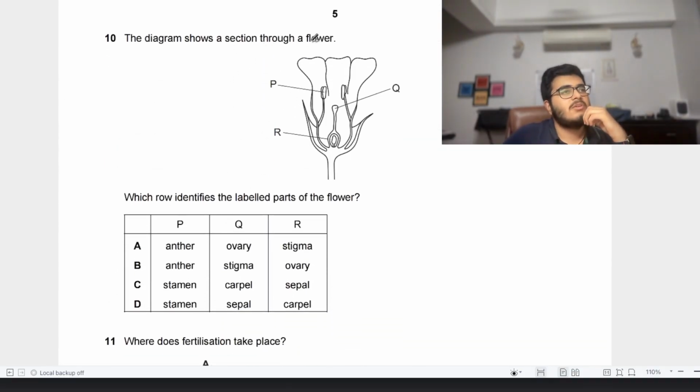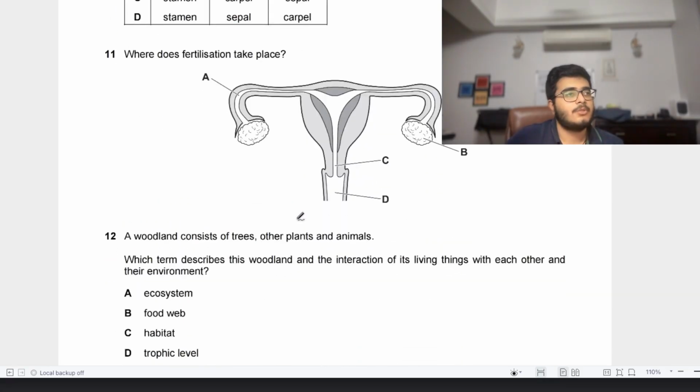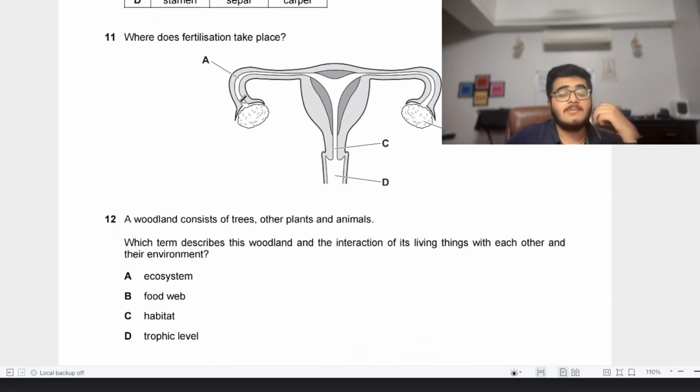The diagram shows a section of a flower. Which row describes the label part of the flower? So this is anther for sure. This is stamen. This is ovary. So obviously there is no explanation to this question. You need to learn it, right? Stigma and ovary, right? Okay. Where does fertilization take place? Again, there is no explanation to it. You need to learn that it's the location of it, right?